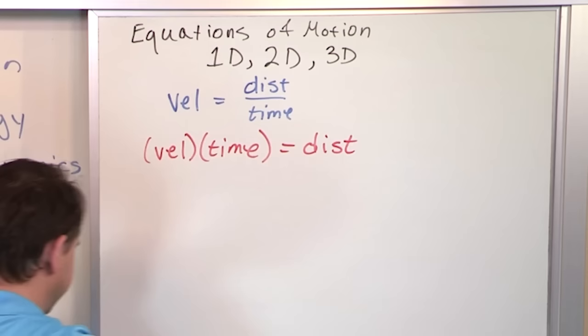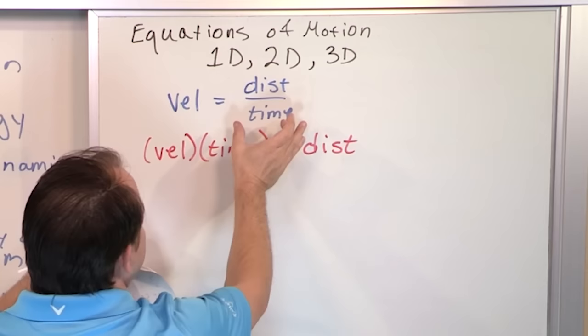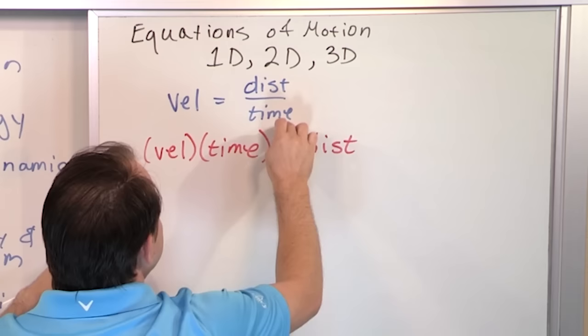Now, if you don't totally understand how I got there, this is just a little bit of algebra. I multiply the right-hand side by time, which cancels time and time, leaving distance. I multiply the left-hand side by the same thing, time, so I have velocity times time.